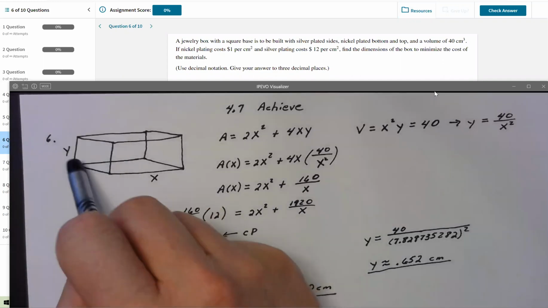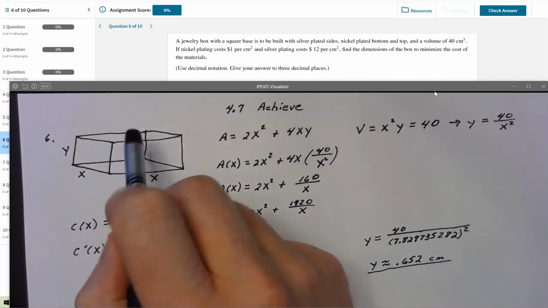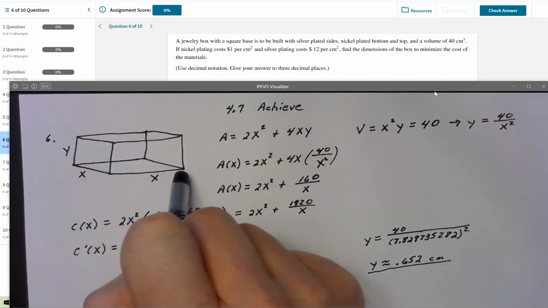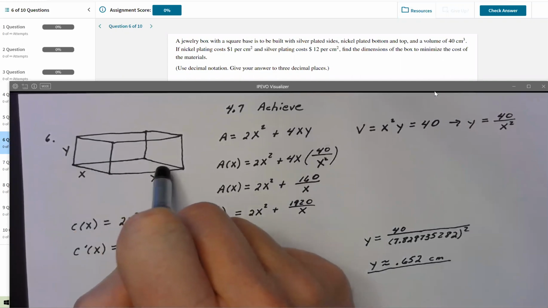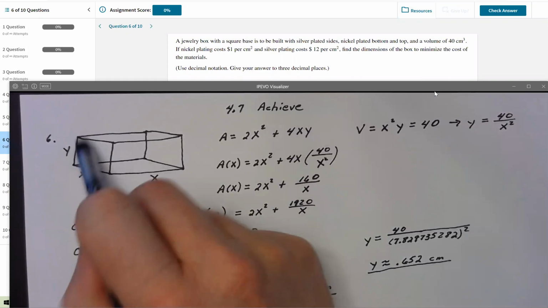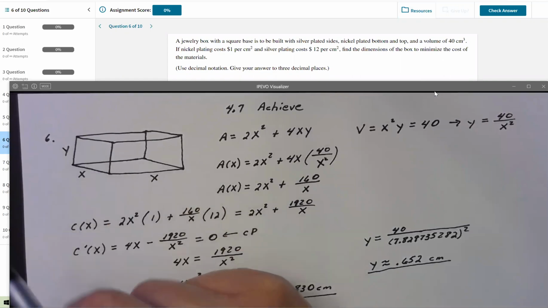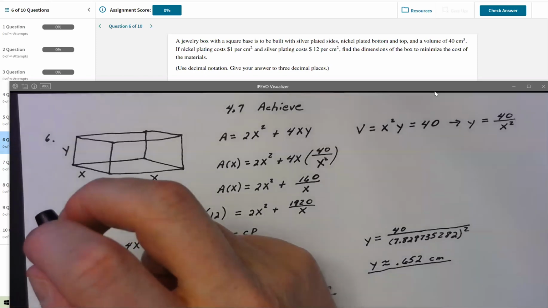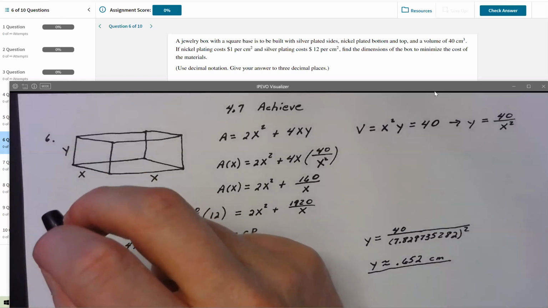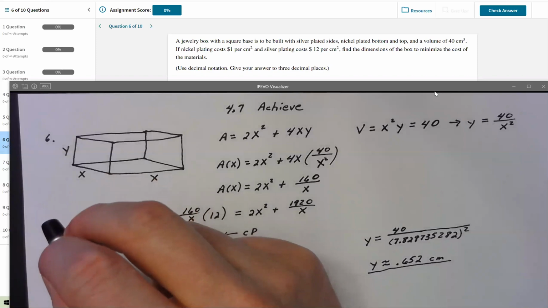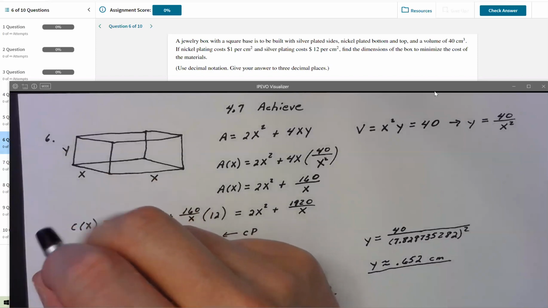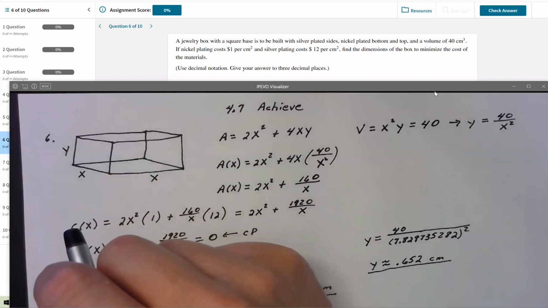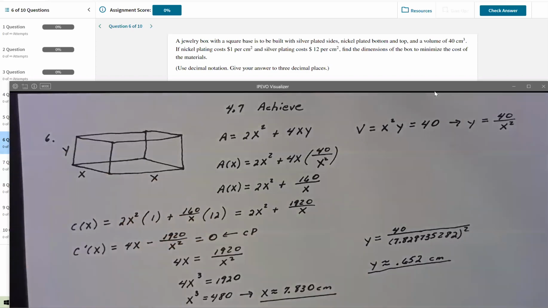It says that you're creating some jewelry box here that's going to have a square base. So the dimensions of my base are x by x, and then I went ahead and gave it a height of y. The jewelry box with a square base is built with silver plated sides and a nickel plated bottom and top. So the bottom and top is going to be cheaper. It needs to have a volume of 40 cubic centimeters.